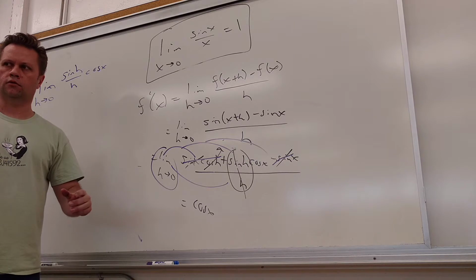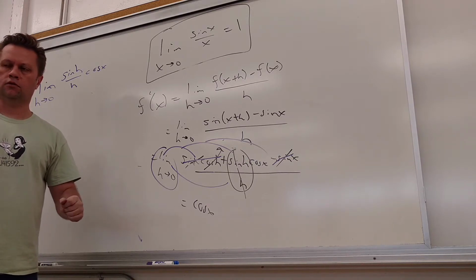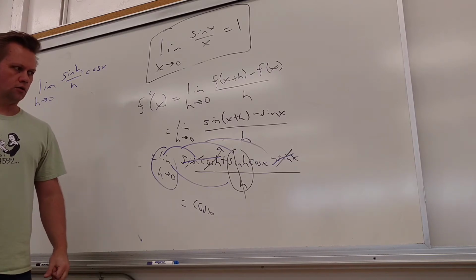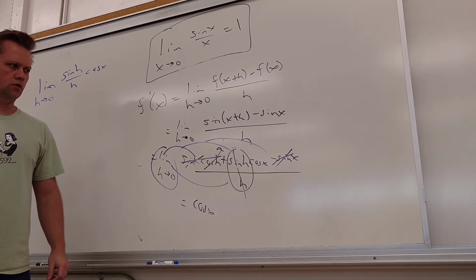I see how you did it. I would have made the sine of h also 0. When I did the first part, I would have done it to the second part too. I don't understand how you did one side but not the other side.